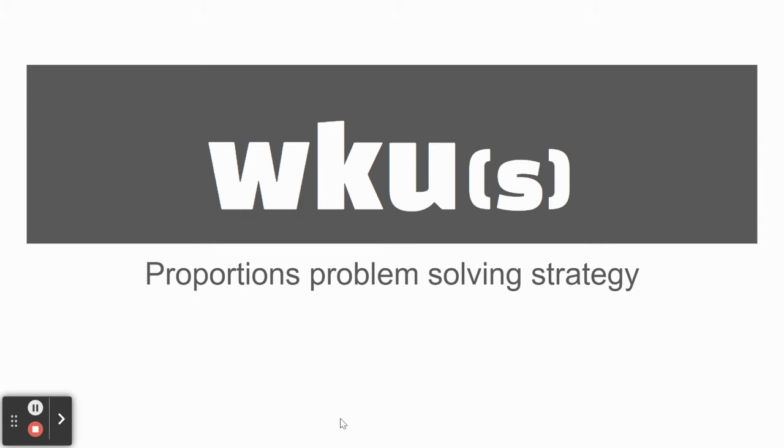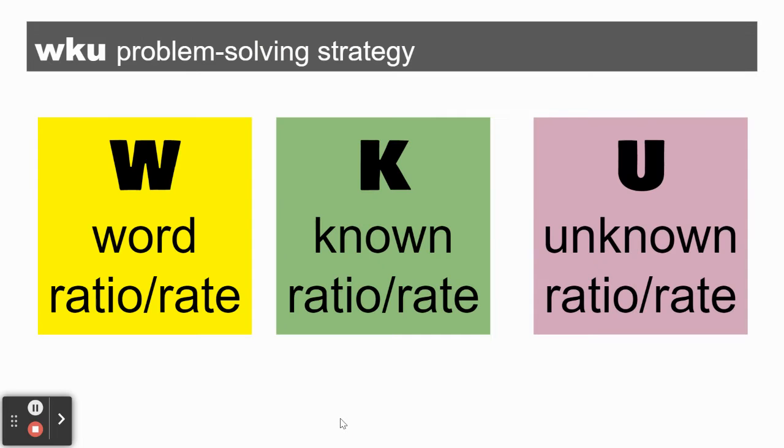Okay, so let's just call it WKUs. The WKU is what we're going to look at today, and the S is kind of thrown in there to just solve at the end. So you can just think of the S as the solving step. Okay. So what does WKUs actually mean? Well, it is the problem-solving strategy for proportions, remember.